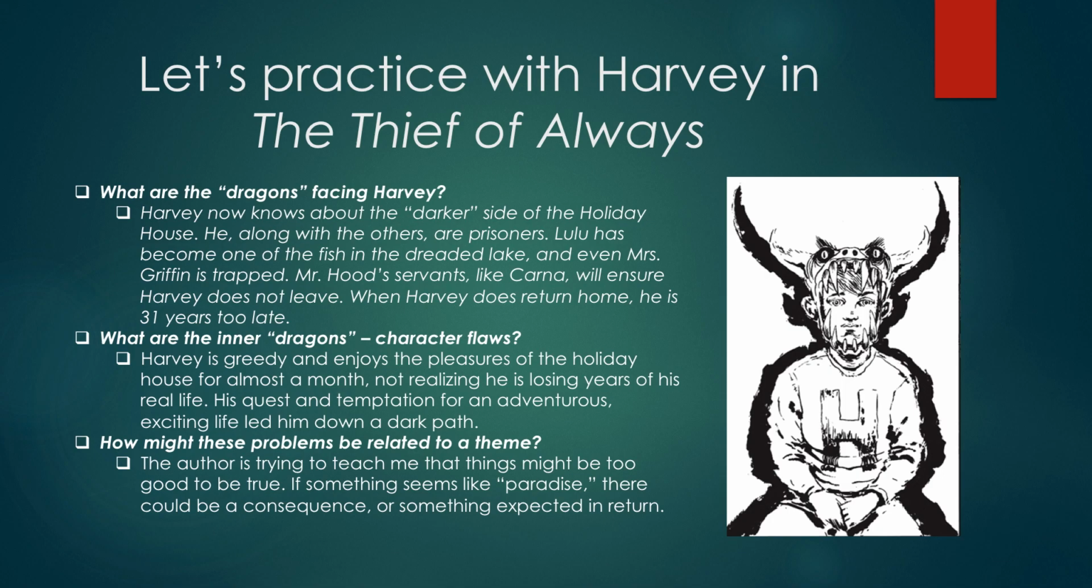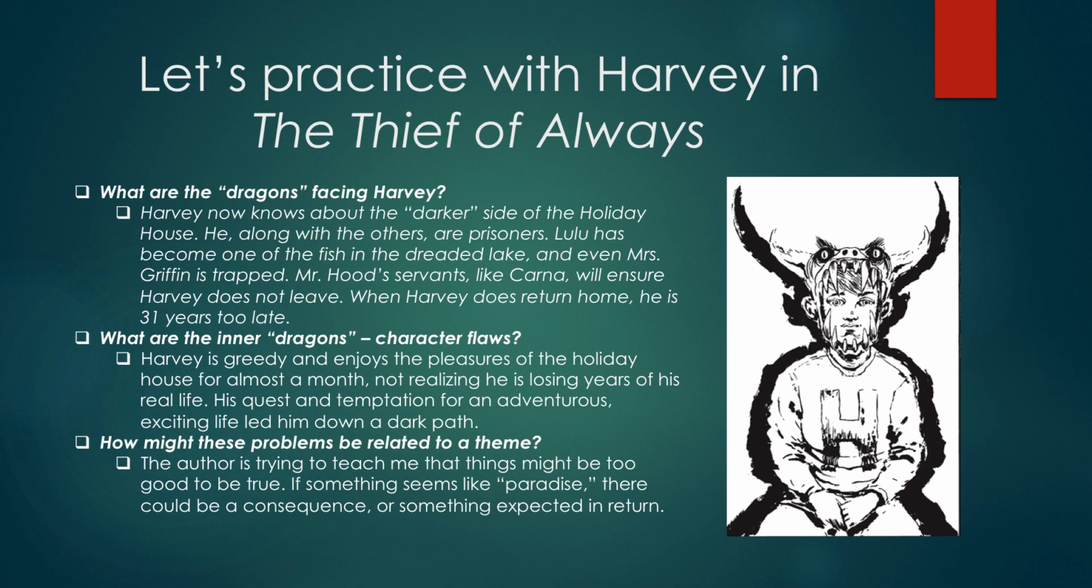He knows that he and the others are prisoners. Lulu's become one of the fish that's trapped in the lake, and even Mrs. Griffin is trapped there, even though she kind of seems to work there, right? Mr. Hood has servants like Karna, who will make sure Harvey doesn't leave, and Harvey finally returns home.